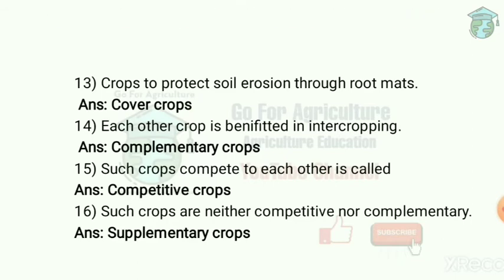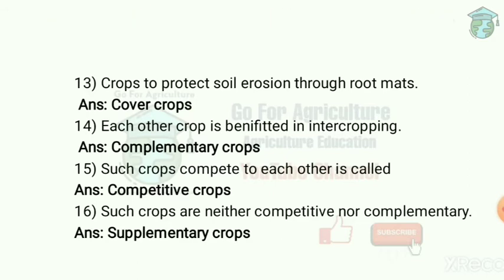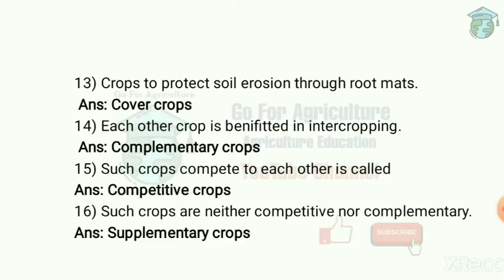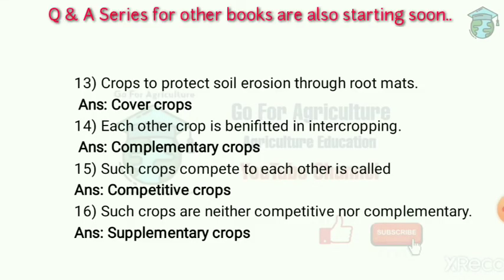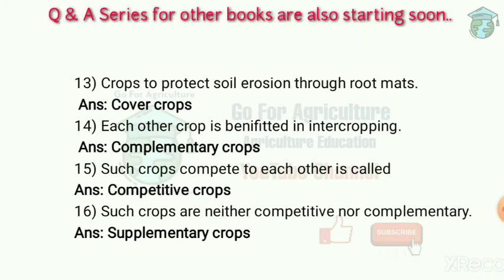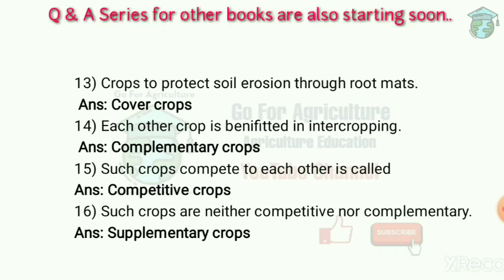When each other crop is benefited in intercropping, it is called complementary crop. For example, if you are planting jowar and lobia, jowar receives nitrogen from lobia, and lobia requires support from jowar. So they complement each other. This is called complementary crops.